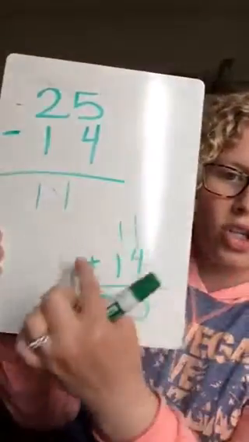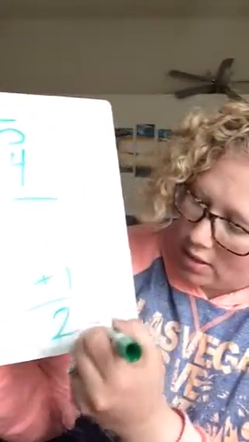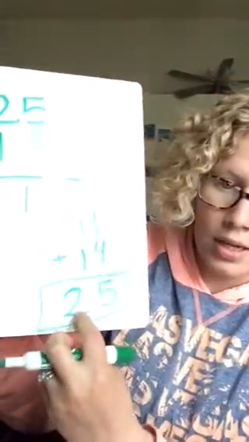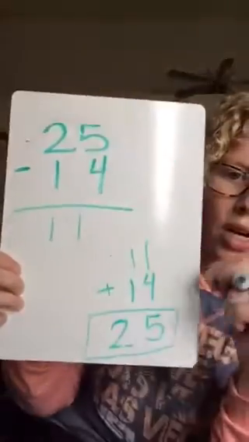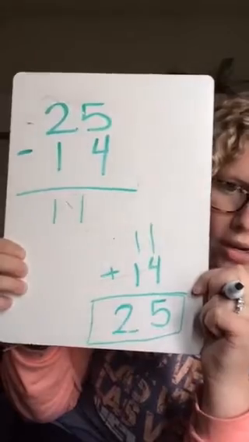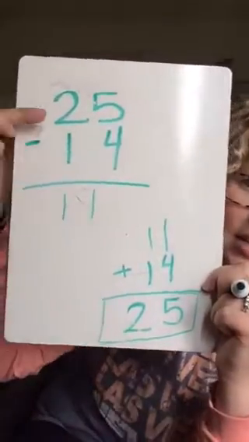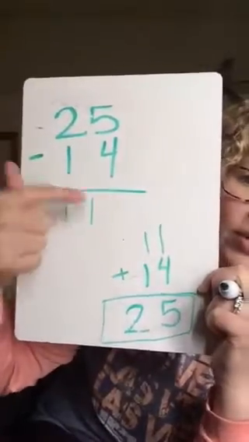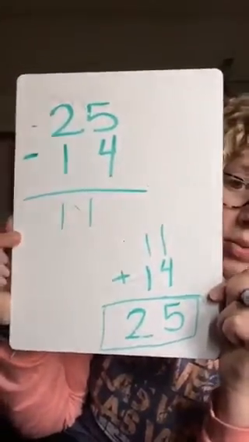Now, this is called checking your answer, and let me show you why. If your answer down here is the same as the top number up here, then you've done it correct. That's how you check your answer. If this answer for some reason is different than this number, then you probably did something wrong in your subtraction problem. Okay, so this is really basic.